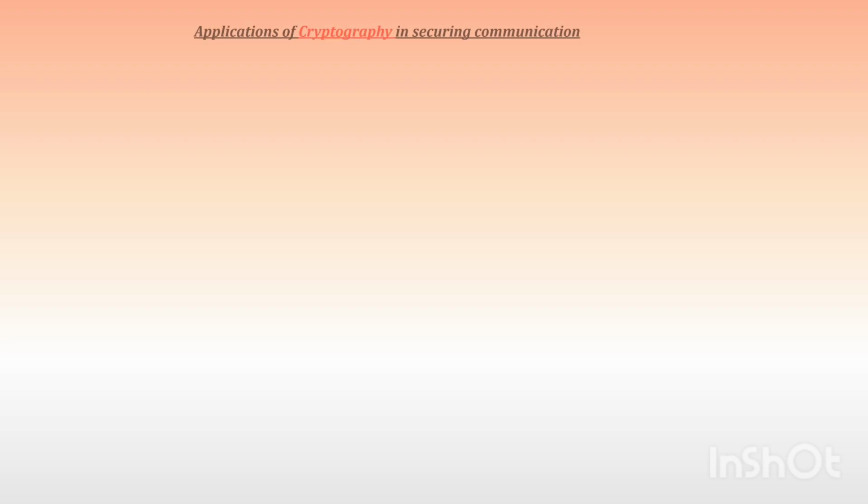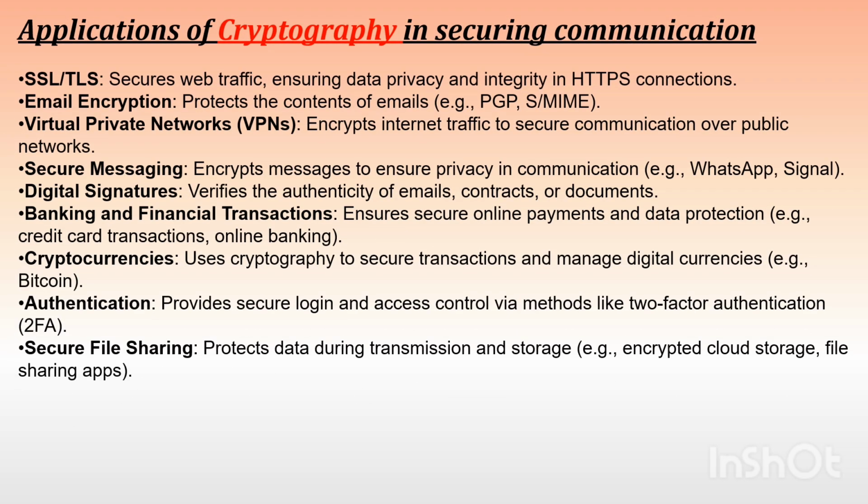Now, applications of cryptography in securing communication. SSL and TLS. These are some of the protocols in HTTPS connection that ensure privacy, integrity and secure the web traffic. Second is email encryption. It protects the contents of the email, for example, PGP. VPNs. VPNs are virtual private networks. It encrypts internet traffic to secure communication over public networks.